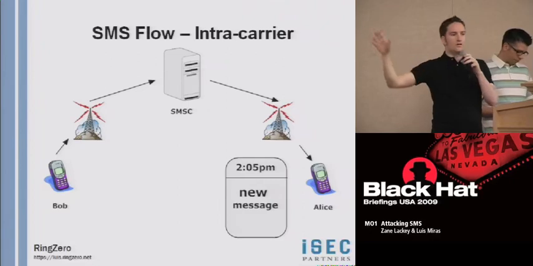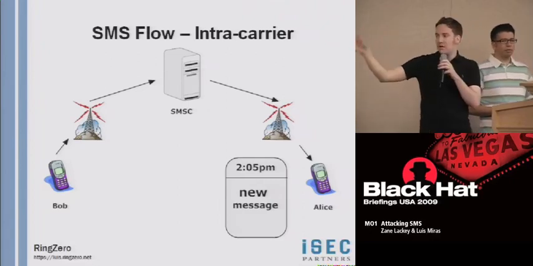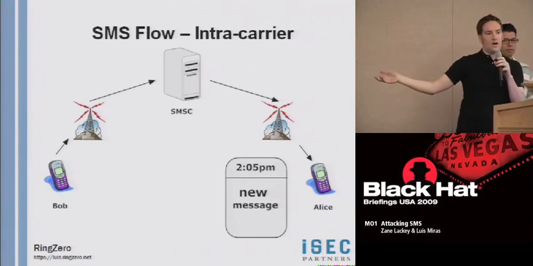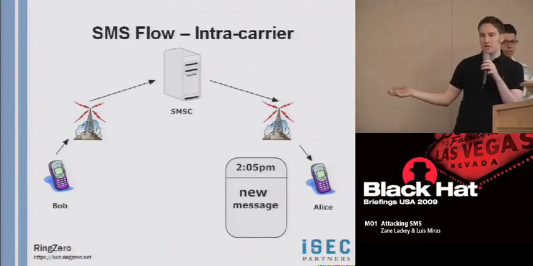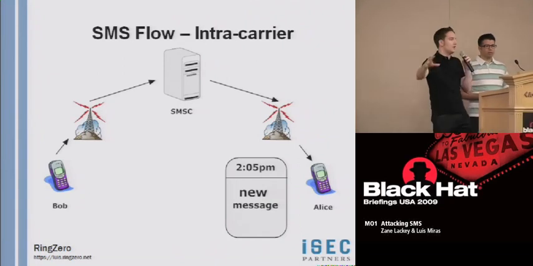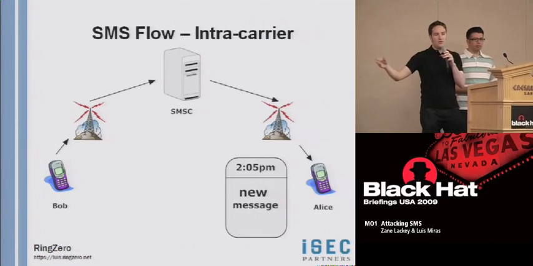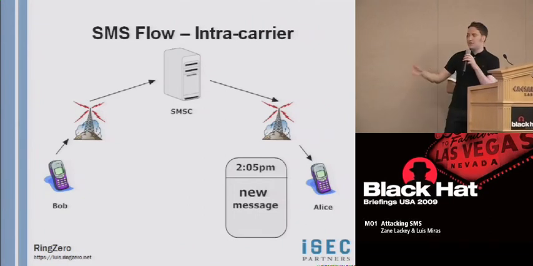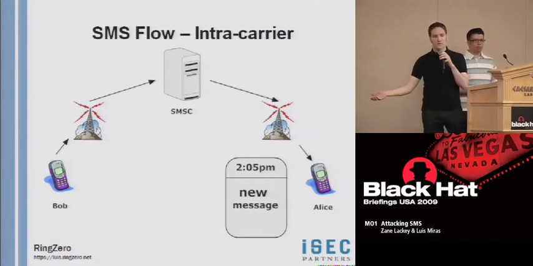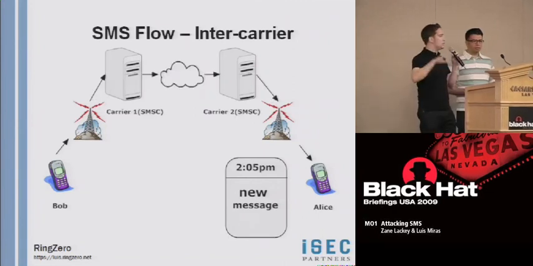Now, SMS is called a store and forward system, and the reason for that is, as you might imagine, the recipient is offline a lot of the time, or out of coverage area, or things like that. So the SMSC's job is to store the message when it first receives it, and wait until the recipient is online, confirm that the message can be delivered, and then forward the message down to the recipient. So things get a little different when you're sending messages between carriers.